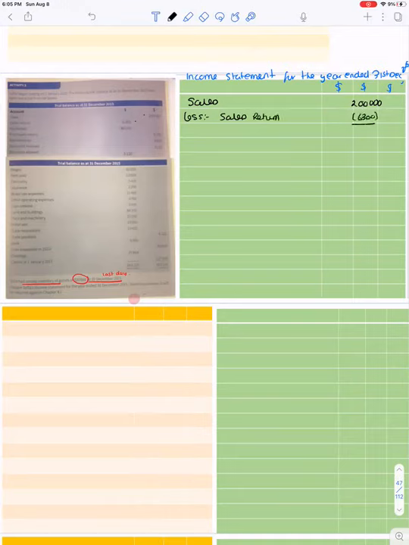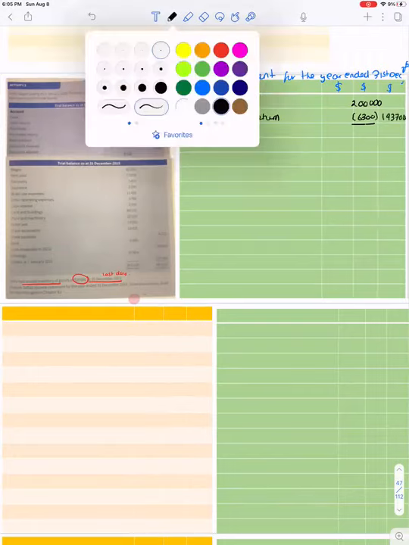6,300 is giving me my revenue of 1,93,700. Sales less cost of sales. Sales, that is the revenue, less cost of sales would give me my gross profit.